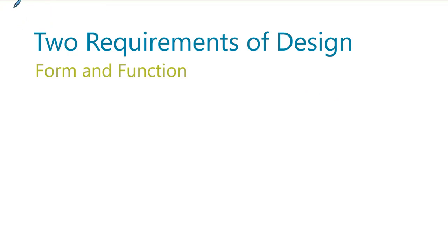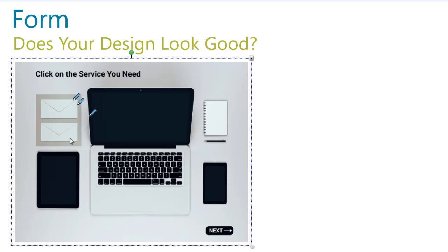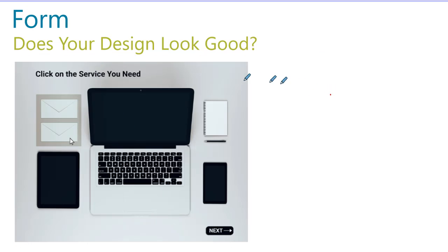So 2 requirements of design are form and function. Okay, so form is how something looks. So is it pretty? Function is, does it serve its purpose? So good design will fulfill both of these requirements. Let's take a look at form. So form is, how does your design look? Does it look beautiful? Now check this out.